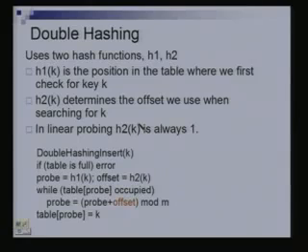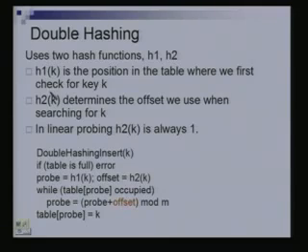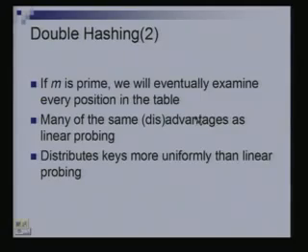If you look at linear probing, your offset was always 1. You were always just going to the next location. If instead I jumped 2 locations ahead, then the offset would have been 2, and so on. In double hashing, the offset is determined by the hash function h2, so this offset could be different for different keys. We'll soon see an example of how double hashing works.